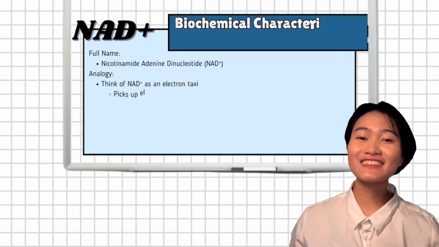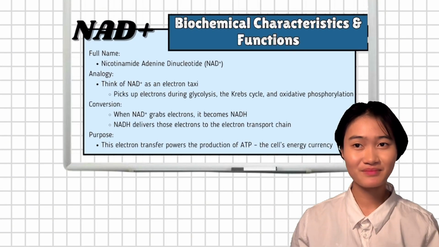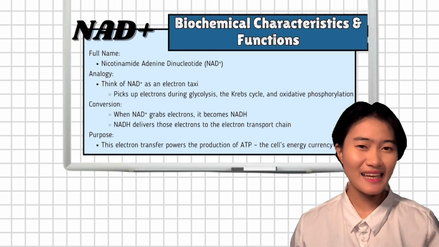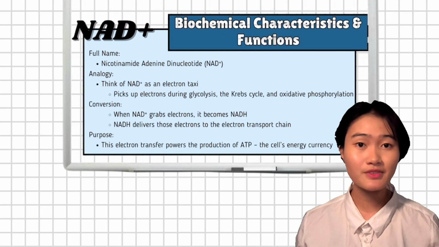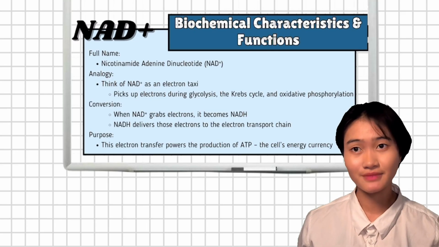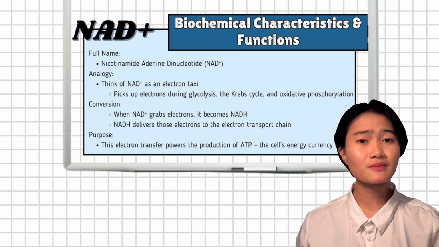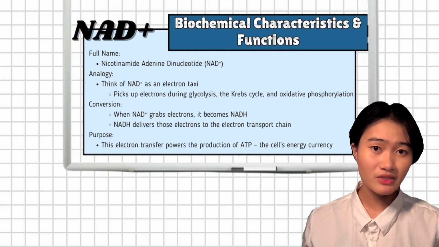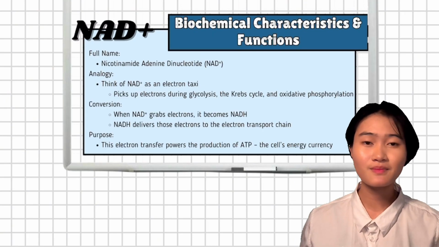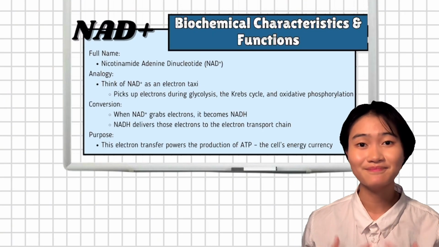NAD. What about this one? What is it called? Correct! Nicotinamide adenine dinucleotide. So, NAD is like a taxi for electrons. It picks up electrons during glycolysis, the Krebs cycle, and oxidative phosphorylation. When it grabs electrons, it becomes NADH. NADH then drops off the electrons at the mitochondria's electron transport chain to make ATP, our energy money.